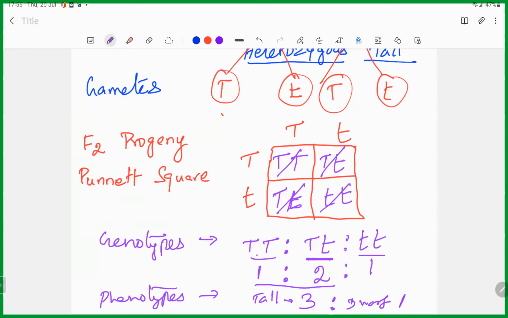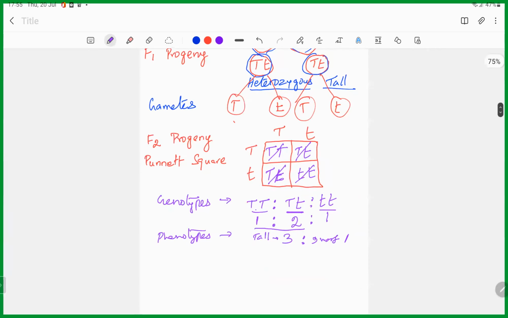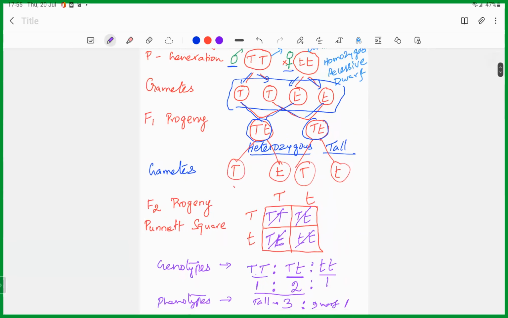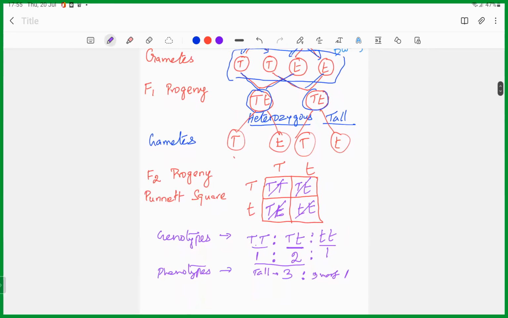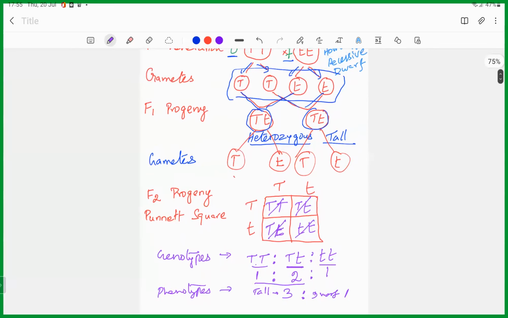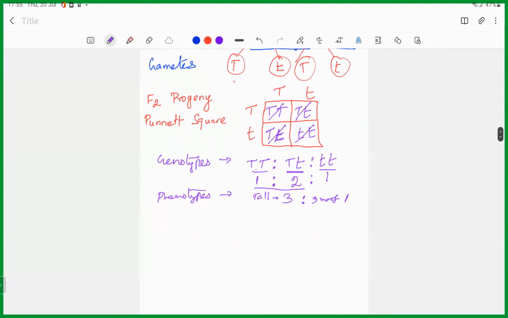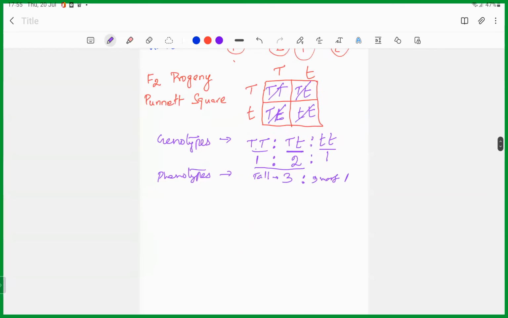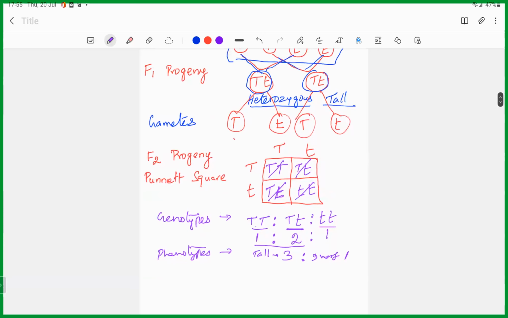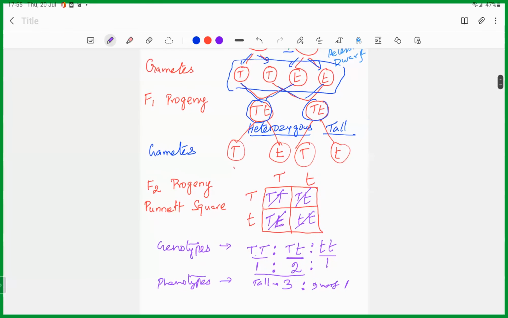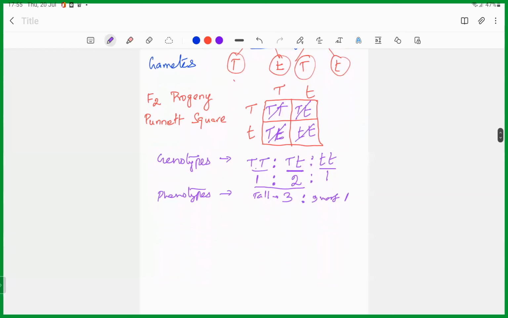So what is the 3:1 ratio? The phenotypic ratio. Can you understand? Is it clear? Are you all able to work this out? Is it easy for you to work out on your own? Now I'll give you one task. Please copy. From where do you have to start? From here, right?